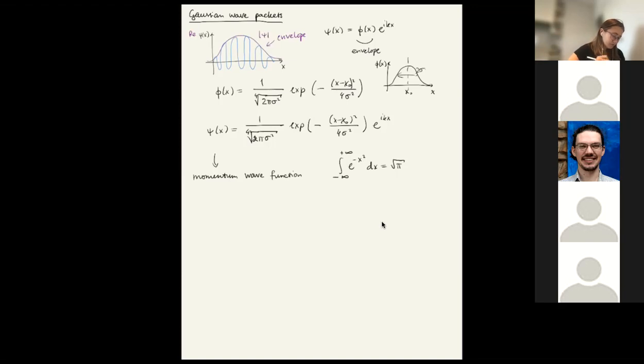Okay, so the momentum wave function, psi tilde of p, is equal to, we just take the Fourier transform. So it's 1 over square root of 2 pi h bar, integral from minus infinity to plus infinity, psi of x e to the power minus i x p over h bar dx. Now let us input the psi of x in there. So what we get is 1 over square root of 2 pi h bar, integral over dx, 1 over the fourth root of 2 pi sigma squared, exponential of minus x squared over 4 sigma squared.